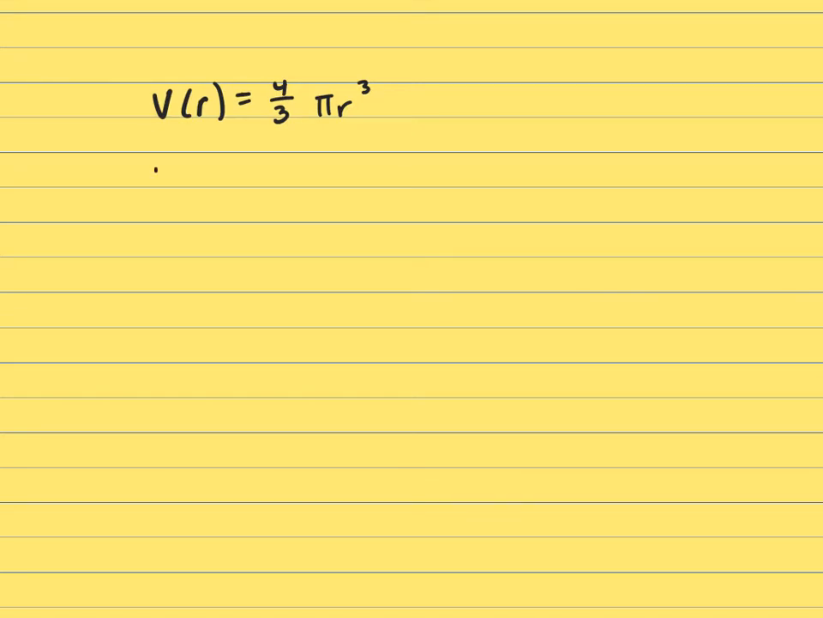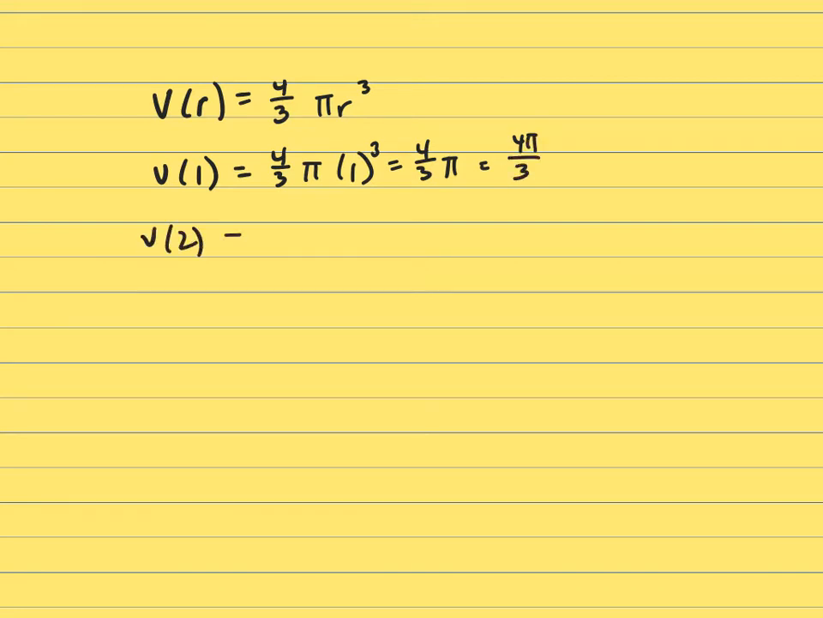First, we're asked to find v of 1. That means the radius is going to be 1. So that's 4/3 pi times 1 cubed. So that's just going to be 4/3 pi. And you can also enter that as 4 pi over 3 in your homework assignment.